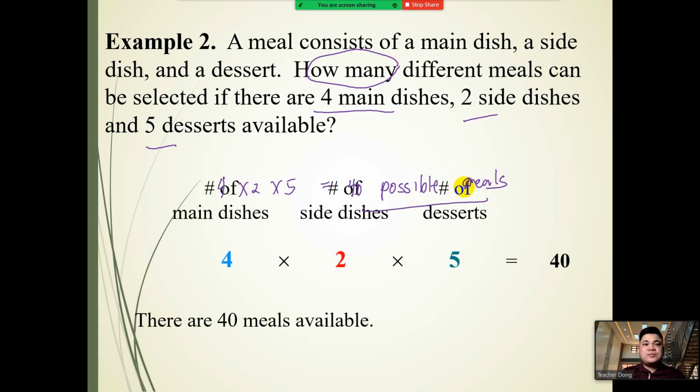Now, we have 40 meals available for this. Okay, so just remember, just multiply, and we are not being required to use a tree diagram or whatsoever.